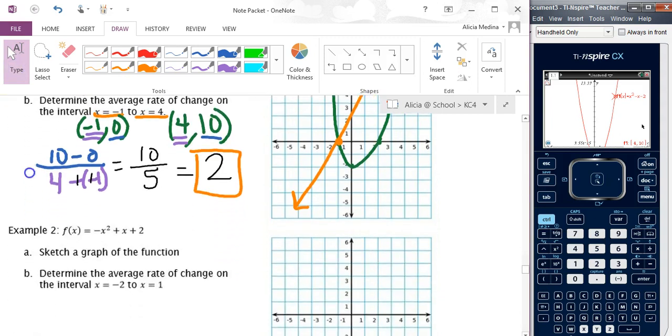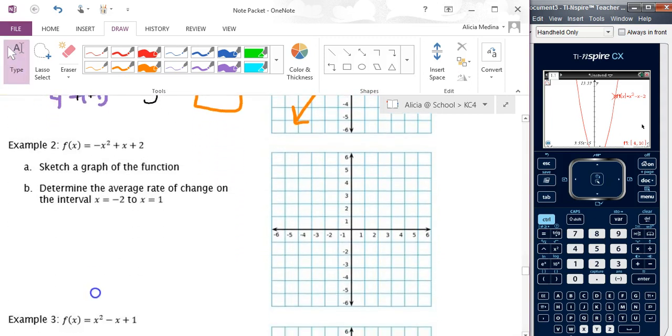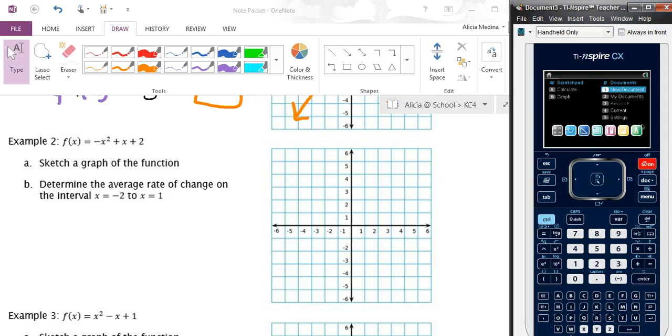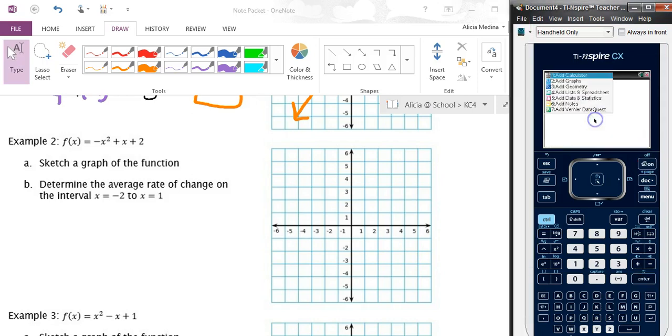All right, let's go ahead and look at example number 2. We want to go ahead and graph this. So I'm going to go to the document. No, we don't want to save. We want to add a graph. I'm going to type this in now: -x squared plus x plus 2.